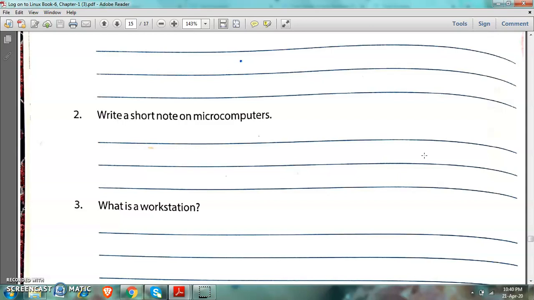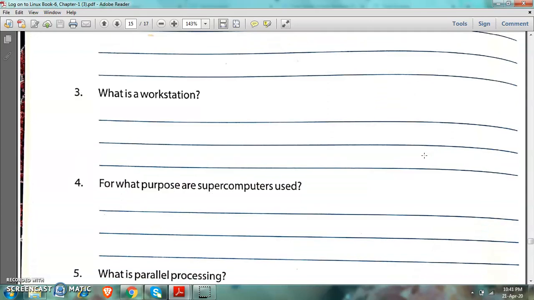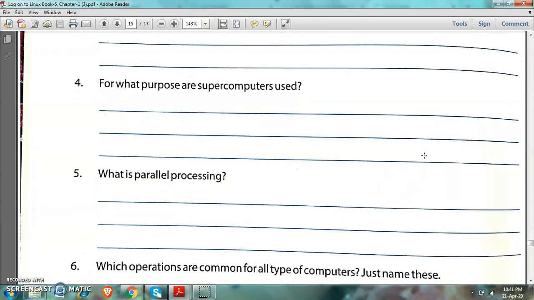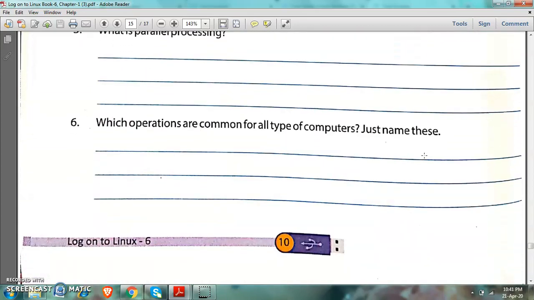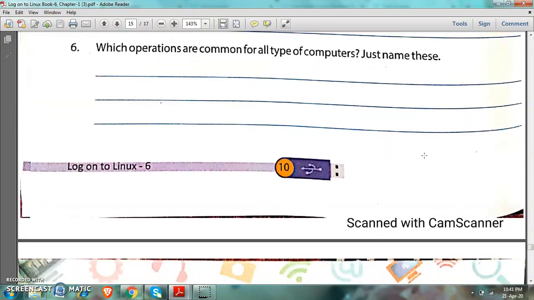Here you have to write the definition of workstation. You have to try to find out the answer in the reading part, and for the remaining questions also you have to find and underline the important lines regarding all these questions. And maximum questions are repeated in the previous parts of the exercise. I hope you all will find them.